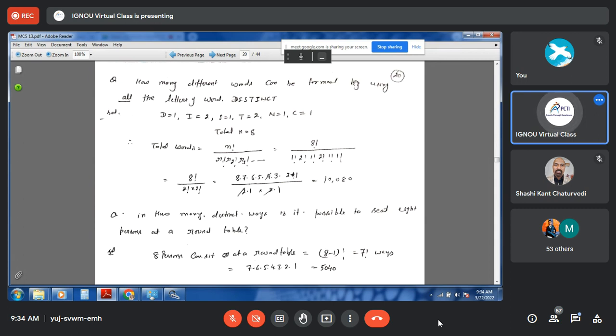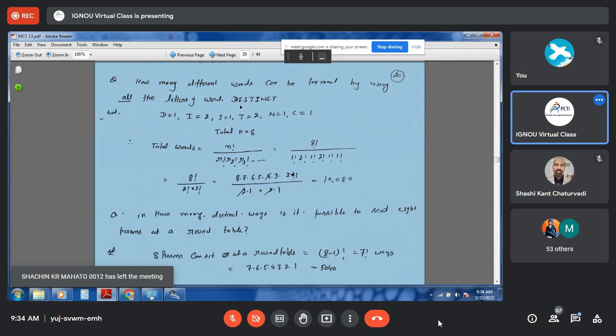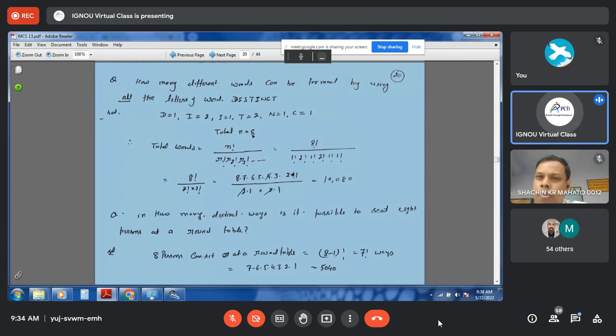How many different words can be formed by using all the letters of the word DISTINCT? Remember the condition here: all. You have to select all the letters. How many letters are there? 1, 2, 3, 4, 5, 6, 7, 8. First of all, bifurcate them. Here D1, I2, S1, T2, N1 and C1. Total number of letters, 8.